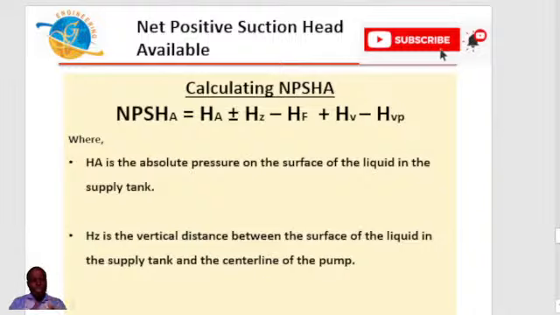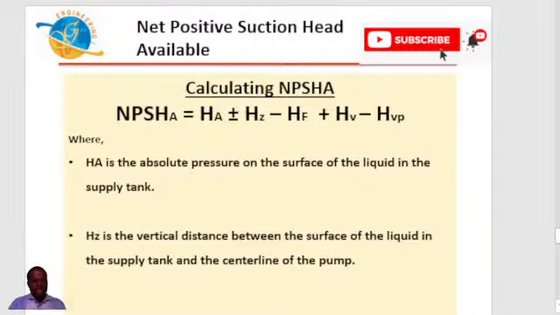But if it is a negative suction system, that is a system where you have your supply tank below the pump center line, say a pump drawing liquid from a well or from a reservoir, you have your HA, the absolute pressure, which typically is atmospheric pressure for a vented supply tank. So if it is a positive suction, you use plus, but if it is a negative suction system, you use the minus symbol.